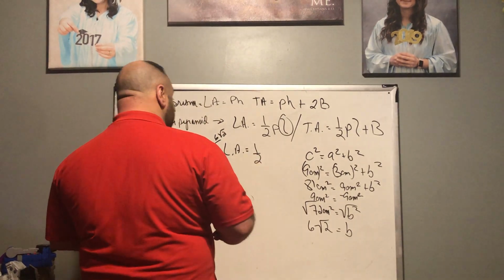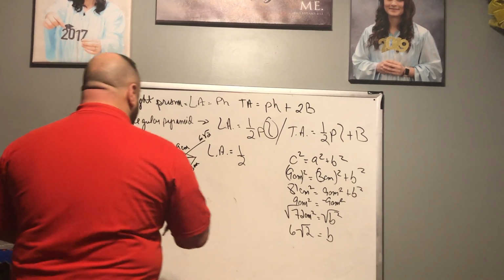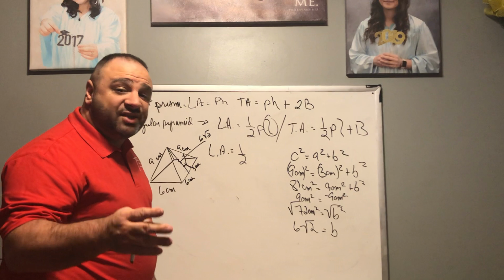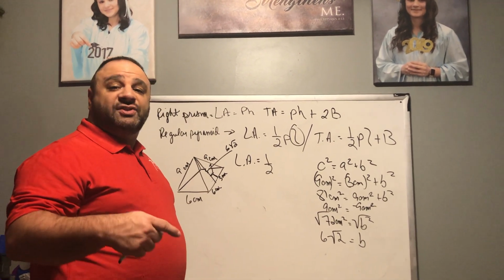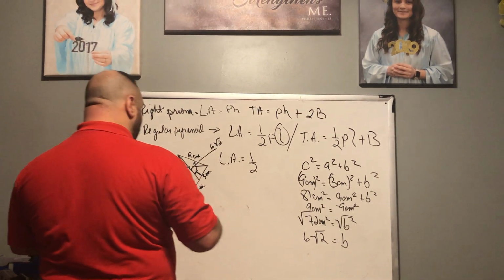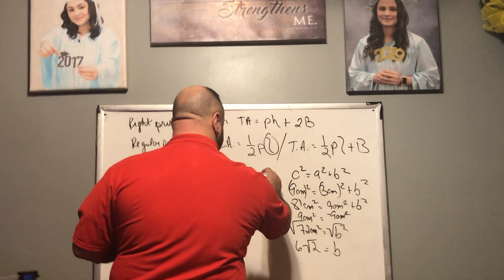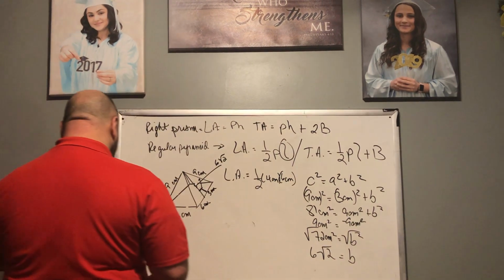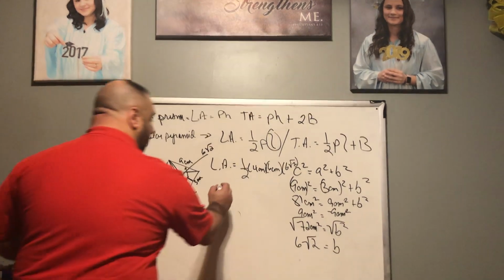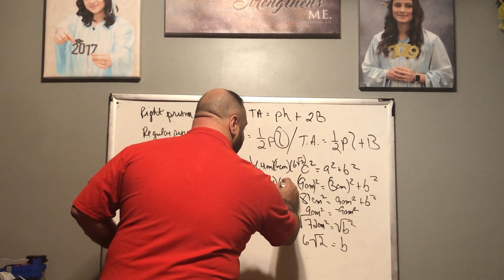So the lateral area is 1/2 times the perimeter of our base. How many sides do we have in our base? It's a square base. So what's the perimeter of a square base? It's 4s, the number of sides times the side length. So we have 4 times 6 centimeters, and then times the slant height. The slant height is 6 times the square root of 2. So we have 24 centimeters squared times 6 times the square root of 2 centimeters.